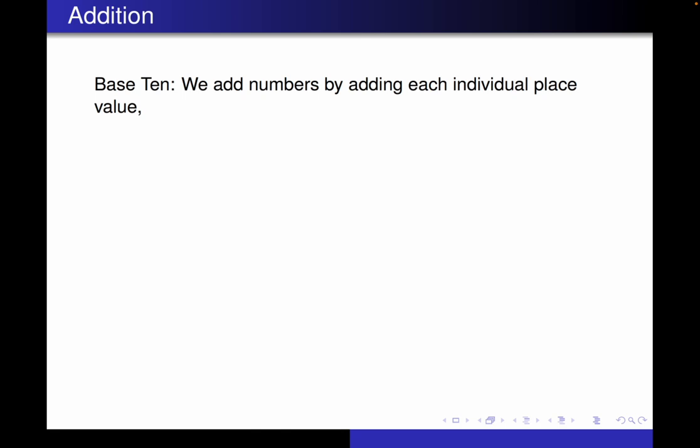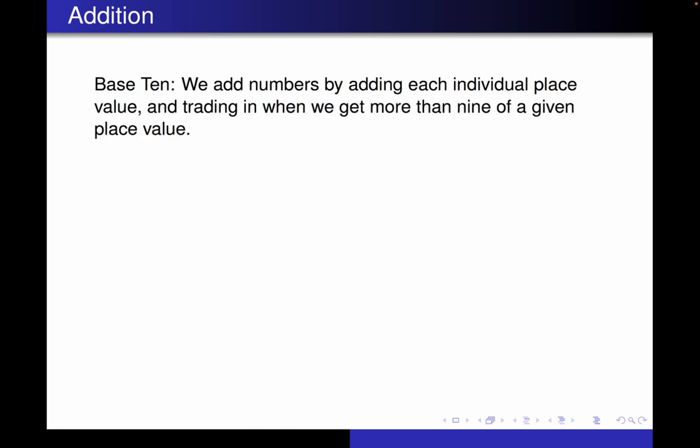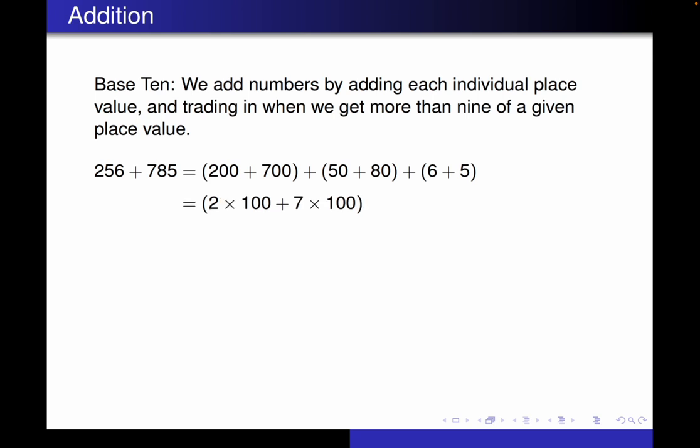So let's remember how addition works in base 10 when we're adding large numbers. We basically add numbers by adding each individual place value, and then we trade in when we get more than 9 of a given place value. So if we're doing 256 plus 785, we split this into the hundreds, the tens, and the units. We start trading on the units because we have 6 plus 5 units. We have two hundreds plus 7 hundreds. We have 5 tens plus 8 tens, and then we have 6 units plus 5 units.